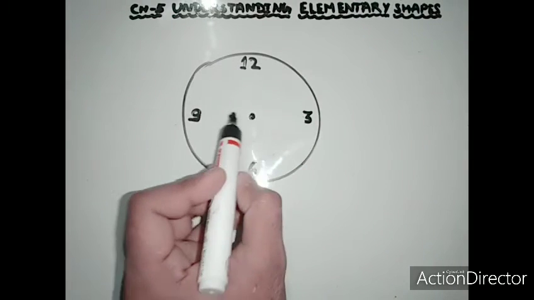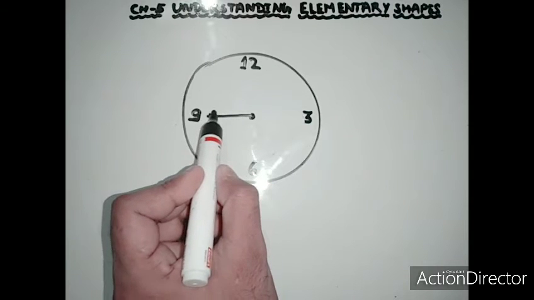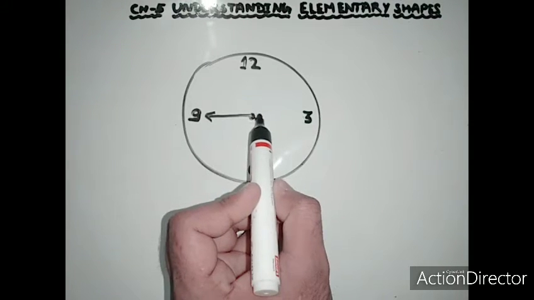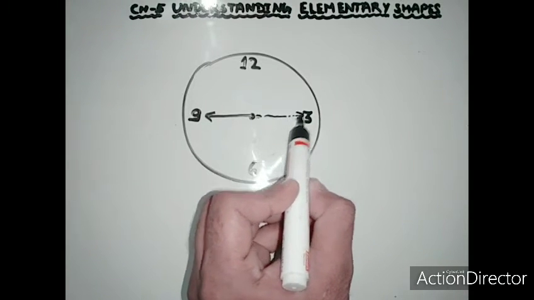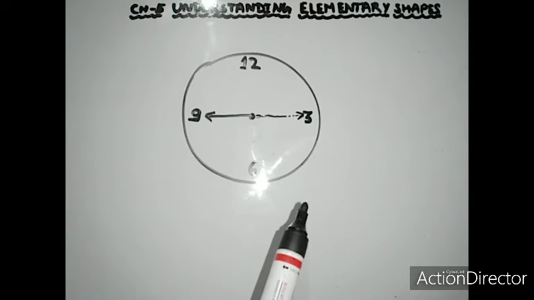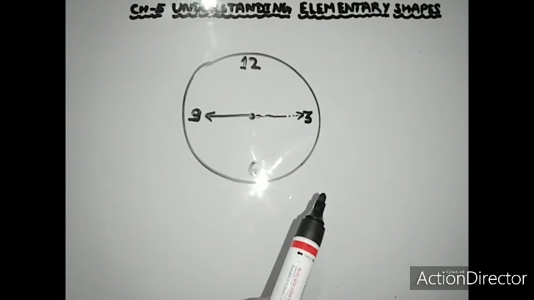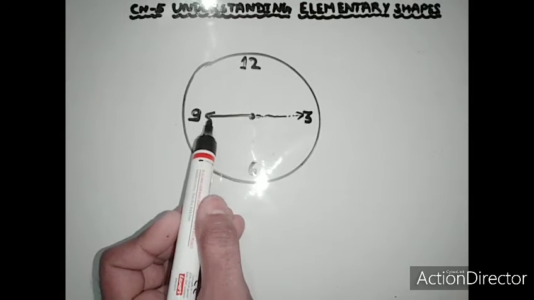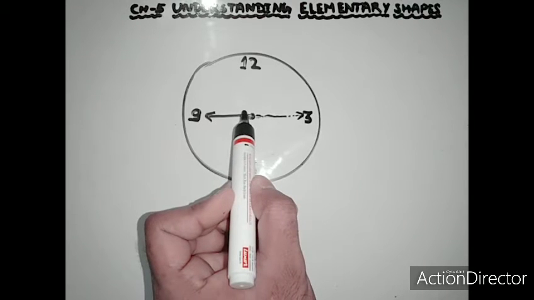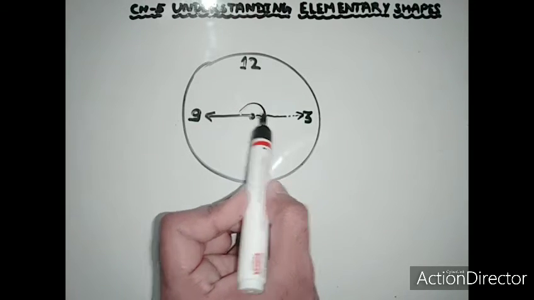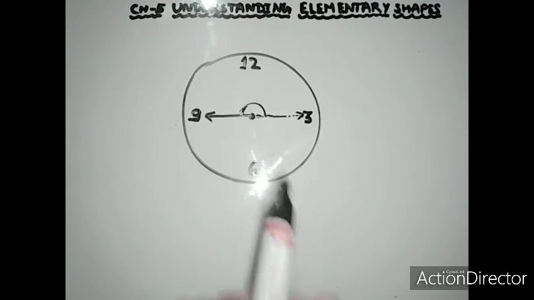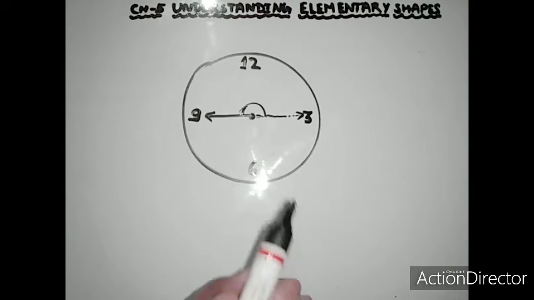When this minute hand moves from 9 to 3, what is the degree of the angle formed by this minute hand? Yes, right, 180 degrees. So here we take another example related to clock and different angles.